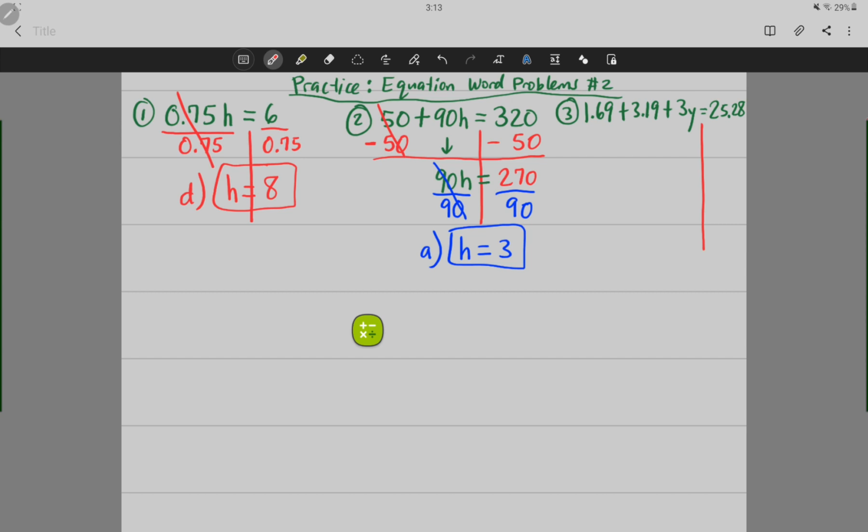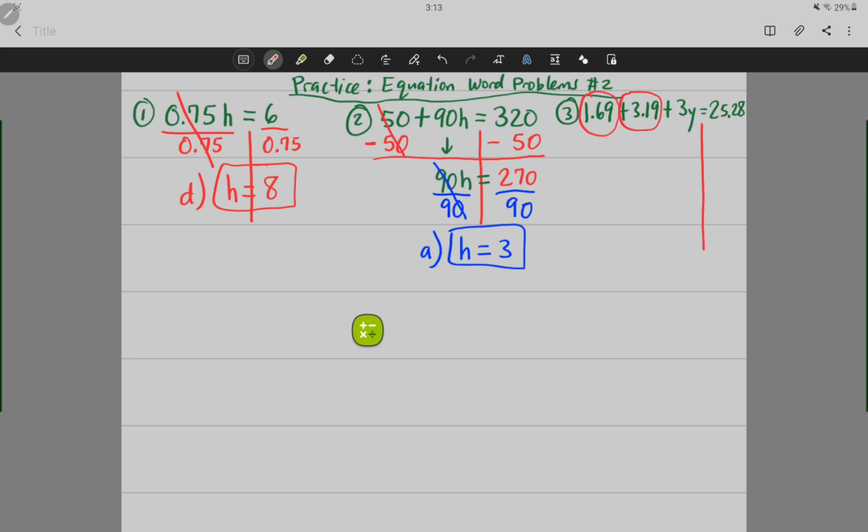Now, before we do anything, again, notice that we have multiple terms on the left side. We have the 1.69, we have the positive 3.19, we have the positive 3y. So let's combine like terms, so it looks a little bit less confusing. So let's combine our constants. Remember, a constant is just a number without a variable.